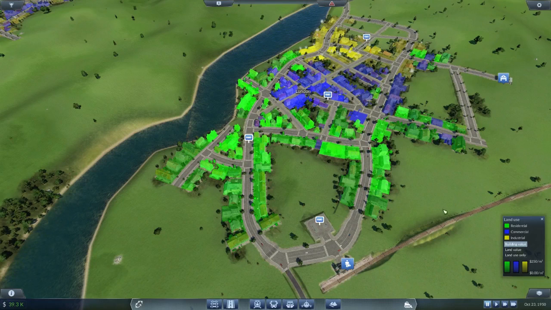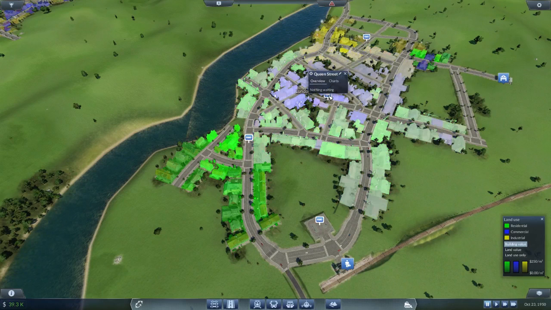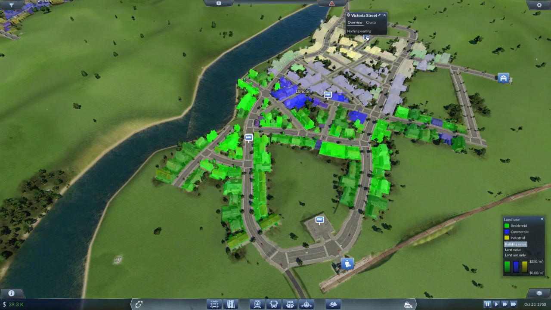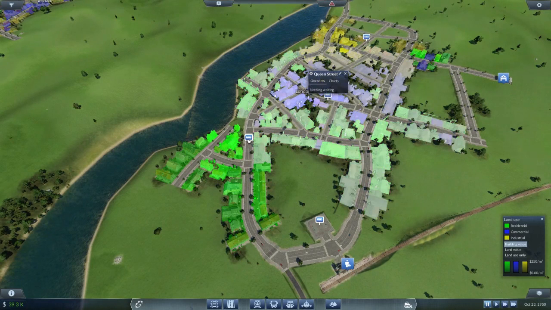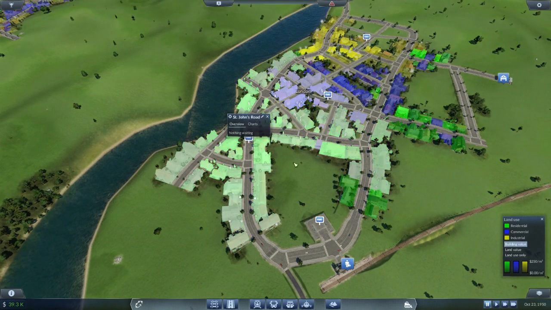Okay, this I don't think will work terribly well in London because of the way it's set out, but as you can see, London's industrial, commercial and residential areas have nicely sort of discrete spaces.